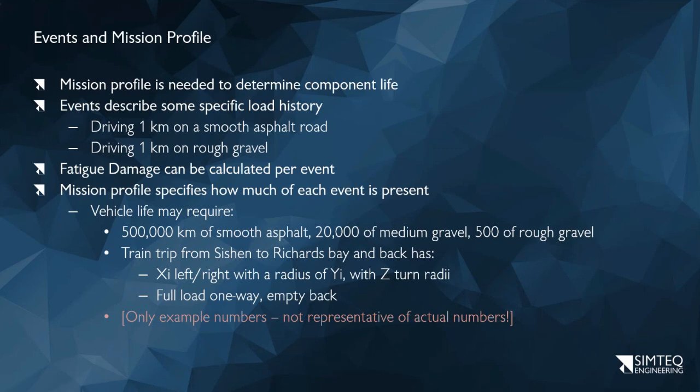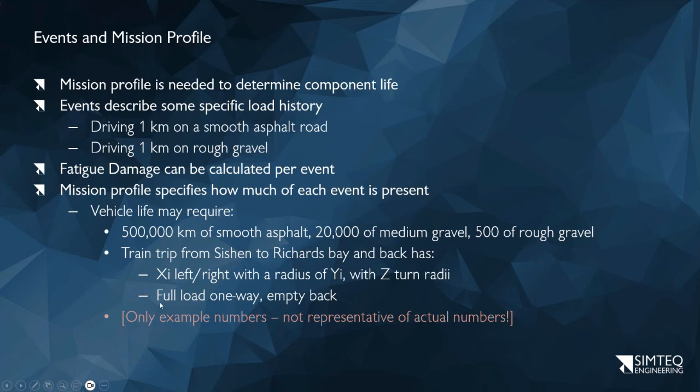An easier way to understand maybe is if we look at a train that goes from Sishen to Richards Bay, for argument's sake. There's a certain number of left turns and right turns, and each of those have a different radius, and there's so many of the same radius. So we can profile that distance to say there's so many of this kind of, let's say, left hand with a certain radius, so many of a different one. Each of these effectively is a different event. There may also be rougher parts of the track and smoother parts of the track.